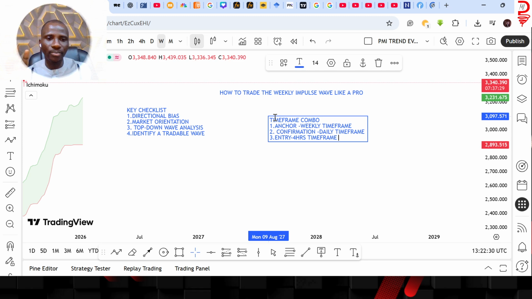Remember that I said the first checklist is you check the directional bias. There is a free gauge that we use to do that. Then you go to the monthly to look at the overall market orientation. That is going to give you an idea of the likely or potential movement of the market on the long run. You want to see where the market is likely going in the long run at a bigger picture level. That's what market orientation shows you.